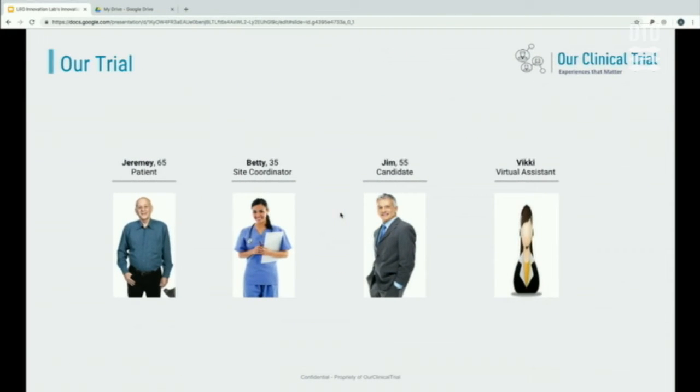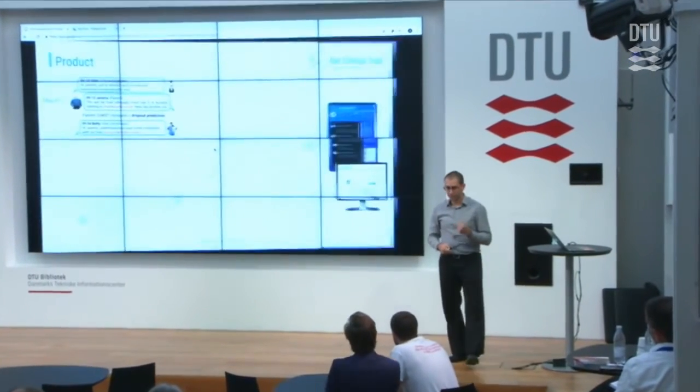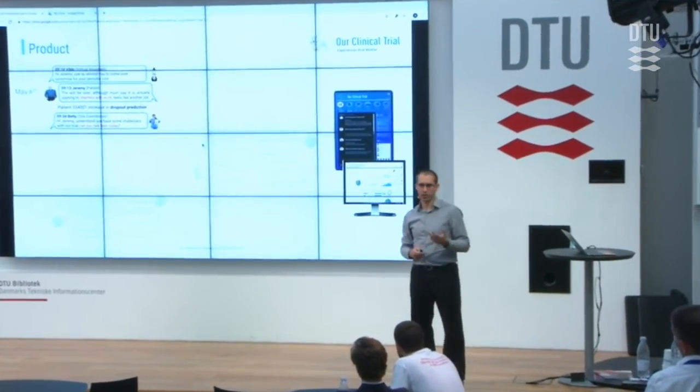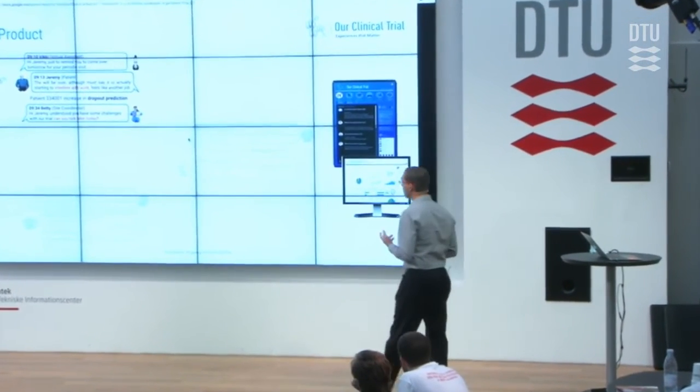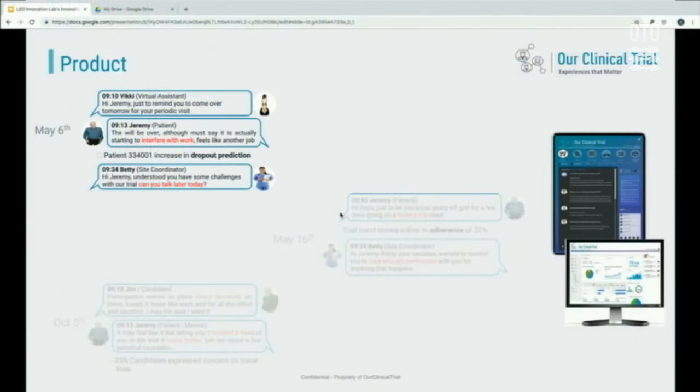So, let's go into a trial. So Jeremy, our patient, Betty, site coordinator, Jim, a candidate, and our bot, Vicky. So a few months back, Vicky started to engage Jeremy in a clinical trial. So she sent him a notification on a coming visit he's going to do. He gave an answer. Now, in his answer, we saw a negative sentiment. Negative sentiment that is correlated to dropout. Now we can update Betty, and she can start re-engaging Jeremy in the process.